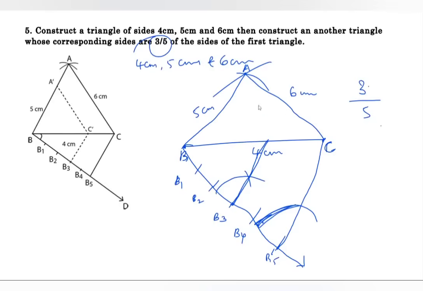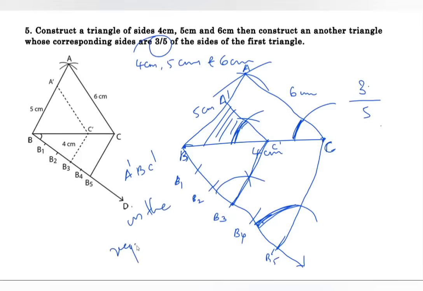In the same way, from the point C, cut an arc, I'll name it as C dash. From C dash, cut an arc of same length, measure this arc length and in the same way measure this arc length and cut an arc, pass a line to it. Now I'll name it as A dash. Now A dash, B, C dash is the required triangle.